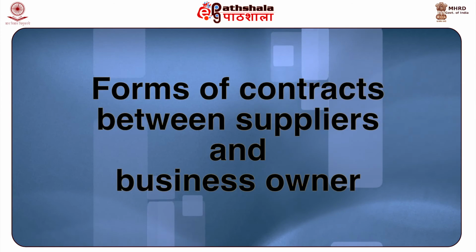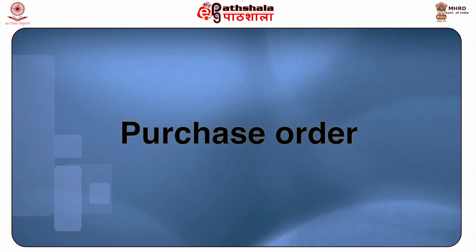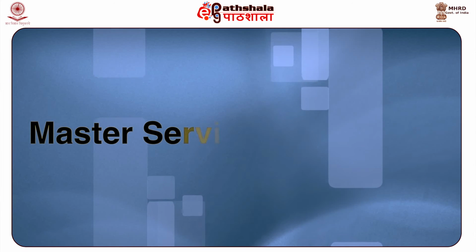Now, there are different forms of contract between the suppliers and business owners. 1. Purchase order. It is a contract where an order has to be issued to a supplier along with the terms and conditions that govern the purchase. 2. Master service agreements. This depicts the legal, business and material terms of the purchase of products and services with the supplier. This type of contract is created for continual purchase over a particular duration from the same supplier with the agreed terms and conditions only.